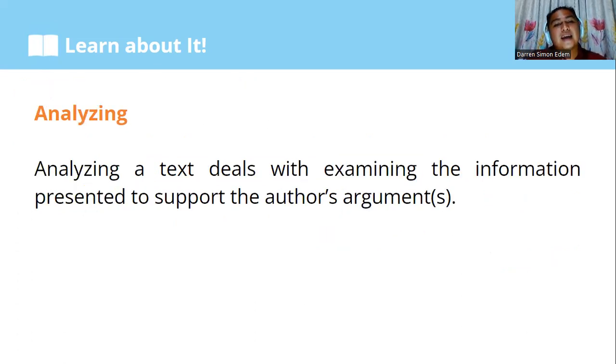Next, analyzing. Analyzing a text deals with examining the information presented to support the author's arguments. When we talk about analyzing a particular text, we need to look into the information that is being presented, if it coincides, if it supports or strengthens the author's arguments, or if it is a contradiction to the argument of the author. That's effective analysis. Because if you're just going to be one-sided with your analysis, ultimately, if there is going to be a debate of sorts, you will fall into your own one-sided analysis, right?